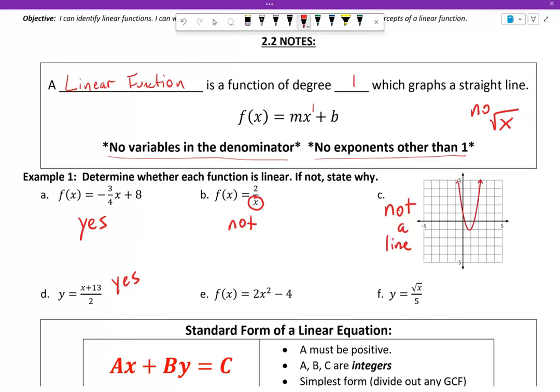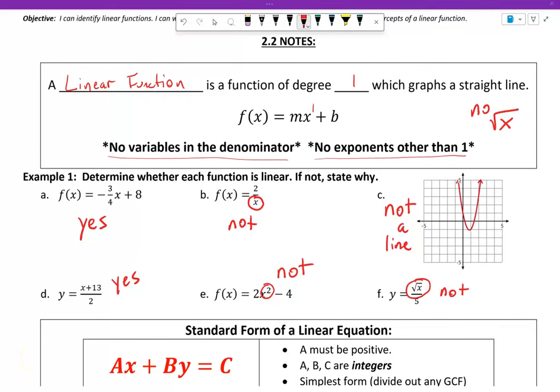Example E, we have 2x squared. There's the red flag there. This is not a linear function because of that x squared. And then F, y equals square root of x over 5. Same deal, we have a square root of x. That's actually an exponent of 1/2, which gives you that square root.